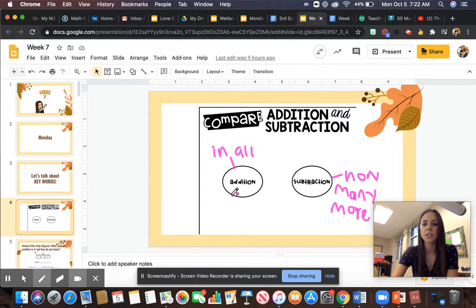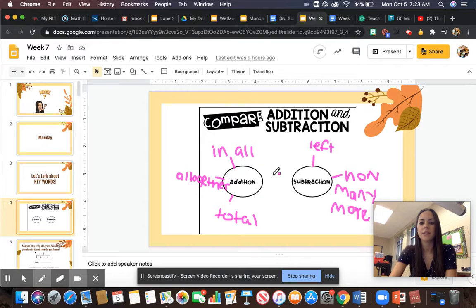Another addition keyword that you might see is "total." Find the total of candies that they have together. Another big subtraction keyword is "left." If I say I had 150 pennies, I gave 75 to my sister, how many pennies do I have left? Another addition keyword is "all together." How many pennies do we have all together?